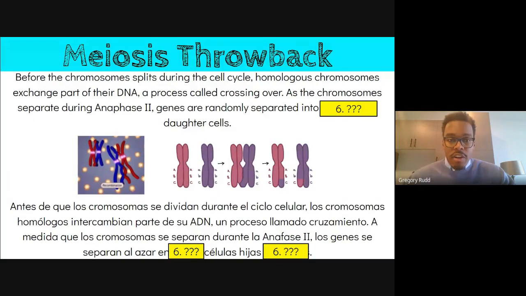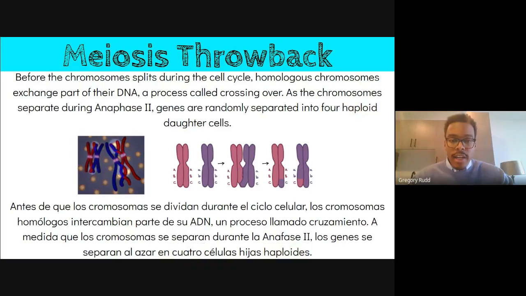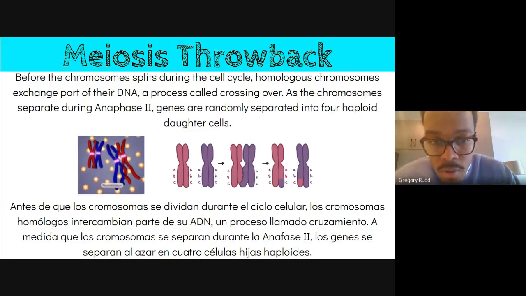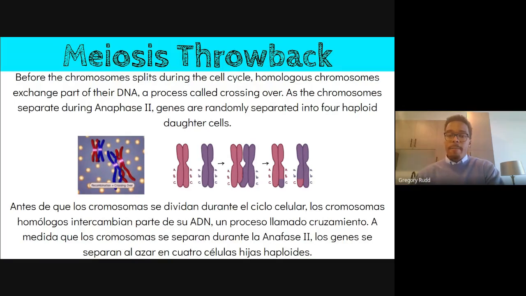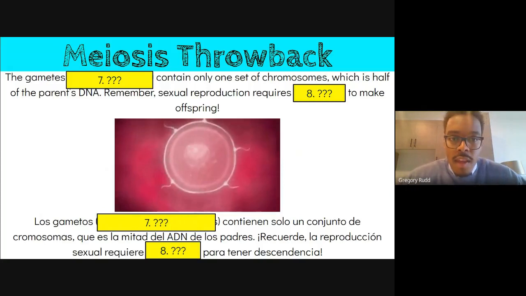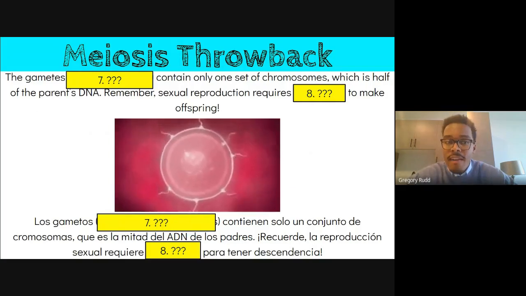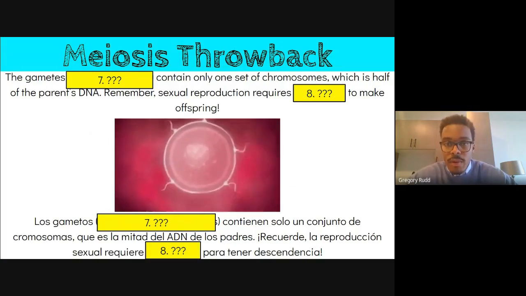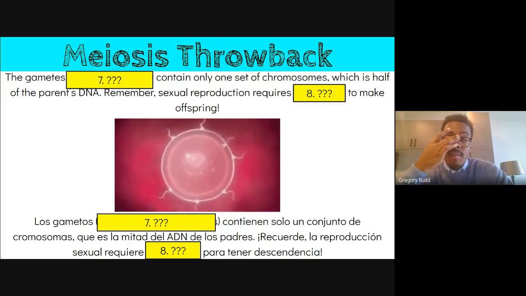As the chromosomes separate during anaphase two, genes are randomly separated into blank daughter cells. How many? Four. Good. Four haploid, and Ayana already gave us the haploid word. So four haploid daughter cells. Excellent job. Last one. The gametes, blank, contain only one set of chromosomes, which is half of the parent's DNA. Remember, sexual reproduction requires blank to make offspring. So what are gametes again? What are the gametes?